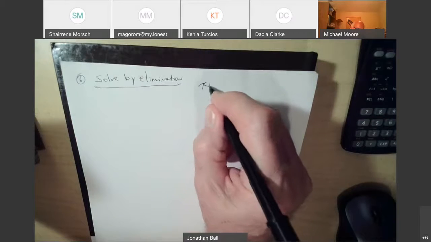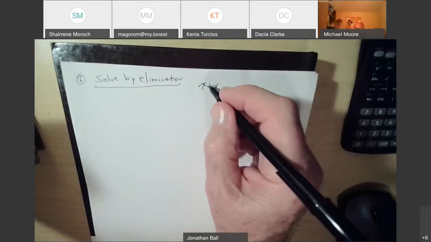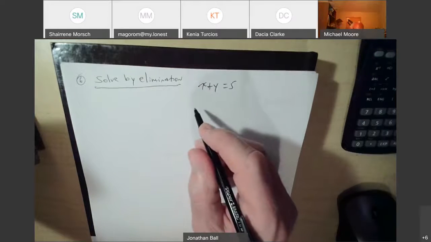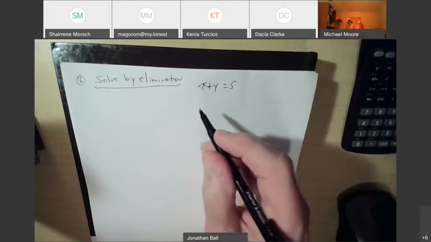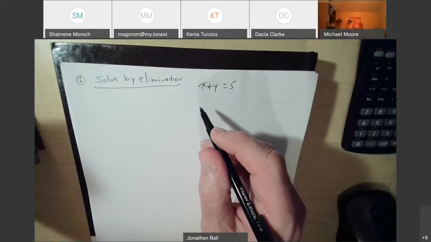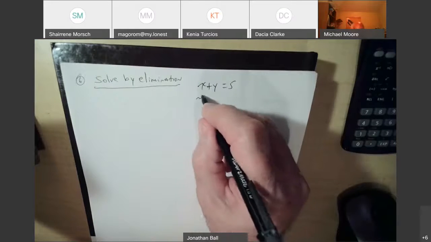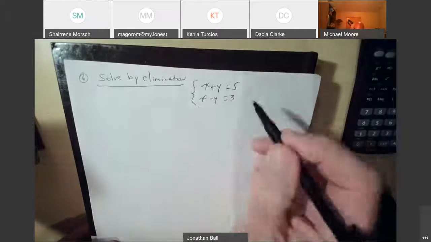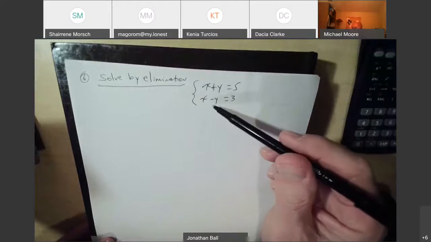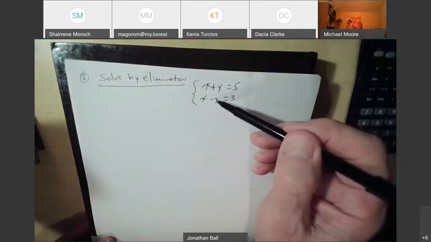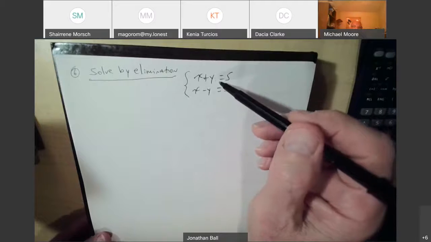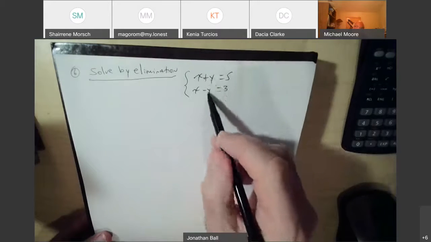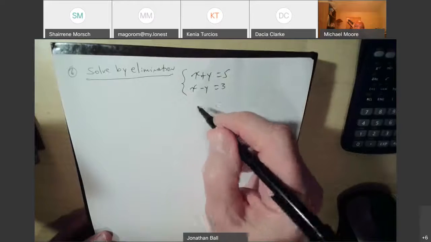So if we have x plus y equals 5 and x minus y equals 3. System of equations. Now look, we don't have to do anything here because we have y and minus y. One is the opposite of the other. So we don't have to change either one of these. All we have to do is add these two together.